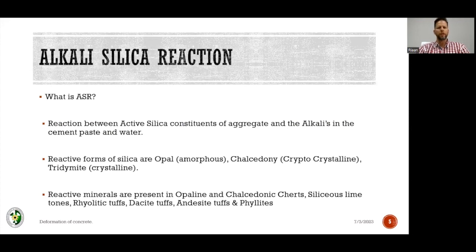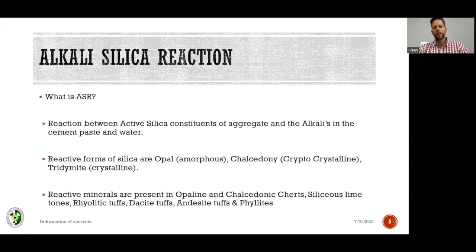We'll breeze into alkali-silica reaction. It is also known as aggregate silica reaction, and it's a reaction between the reactive silica constituents in the aggregates and the alkalis in your cement paste, and it needs water to happen. If there's no water, nothing will happen. It's very interesting that this, in a sense, happens in the gel or in the cement glue matrix, but it needs the aggregate to be able to perform its destructive tendency.